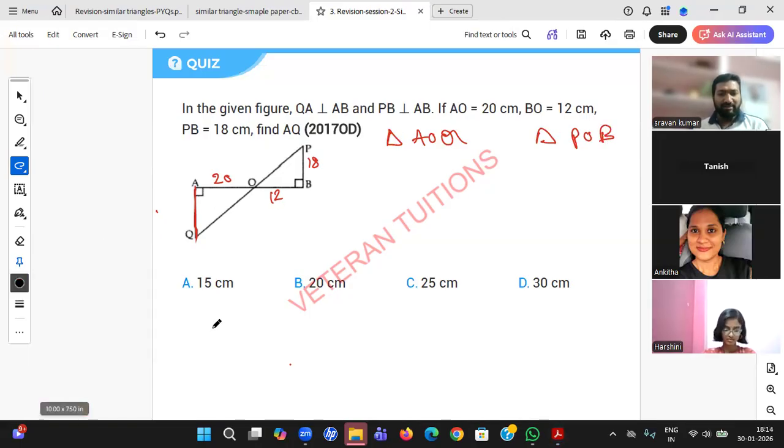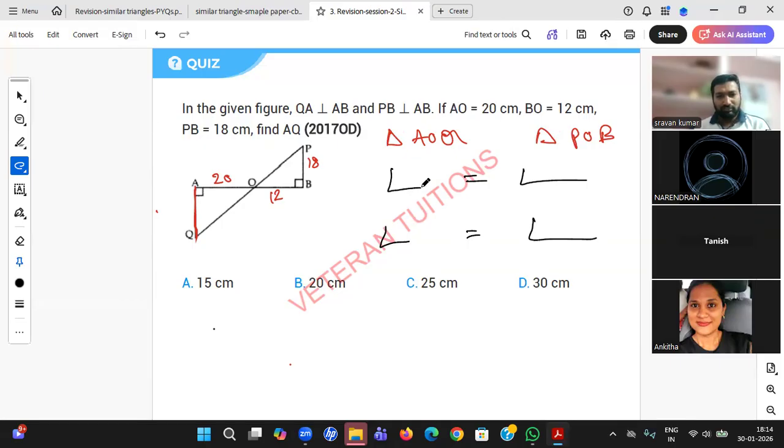Yes, Narendran, are they similar? If so, which angles? Sir, angle AOQ and POB. Very good. Reason? They are vertically opposite. Very good, student. He's telling this angle, this angle. Next one. Sir, angle OAQ equal to OPB.